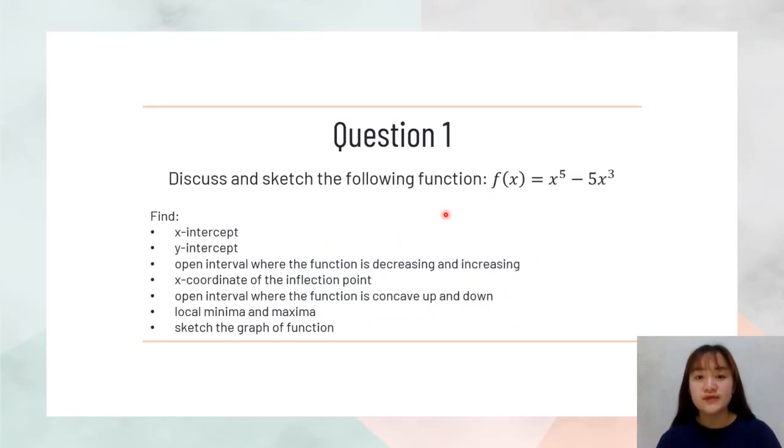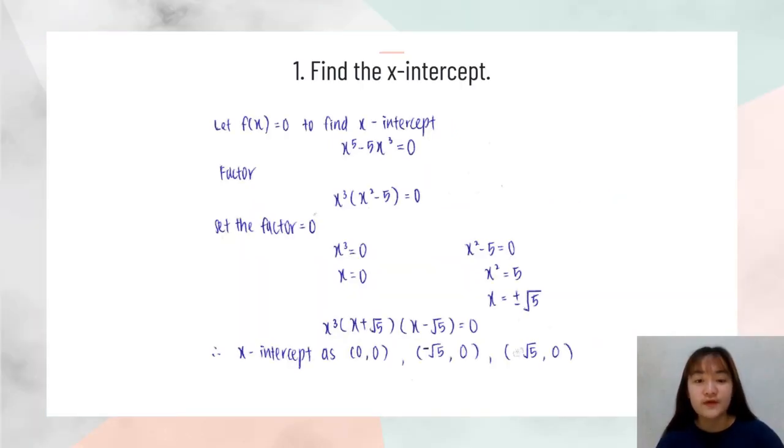Today I want to present question 1, which is to discuss and sketch the following function f(x) = x^5 - 5x^3. First, I want to find the x-intercepts, so I let the function equal 0 and I get the x-intercepts as (0, 0), (-√5, 0) and (√5, 0).